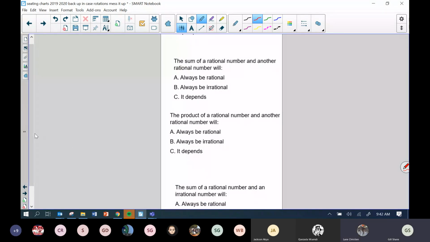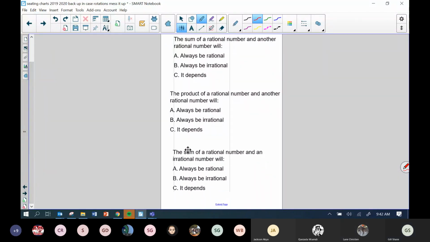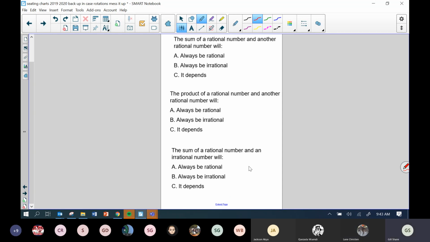All right, so now let's go to this one. I want you guys to type in your answer. Again, we have sum. We said sum means addition. Type in your answer now to this one. The sum of a rational number and an irrational number will, and then is it always rational, always irrational, or it depends? I'll give you guys a second to type in a few more answers.